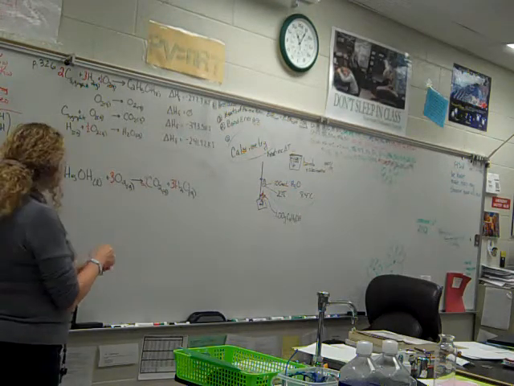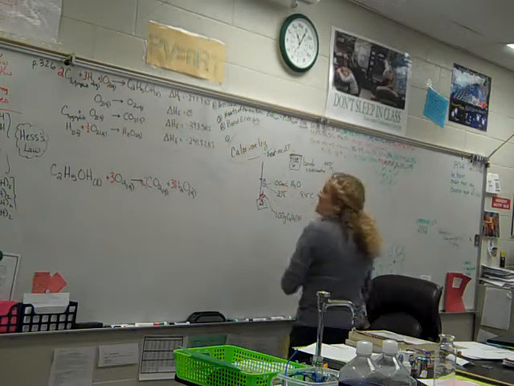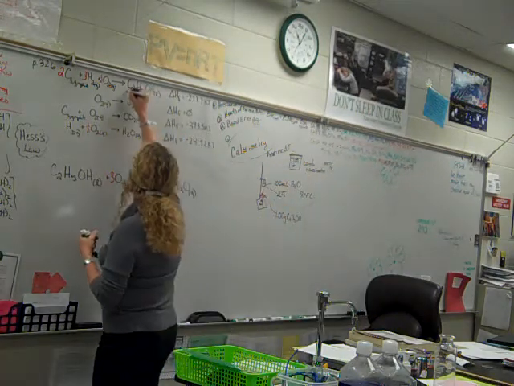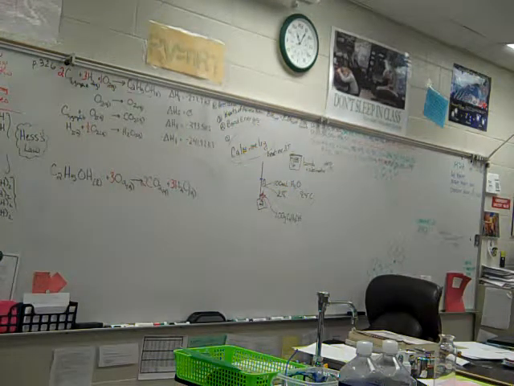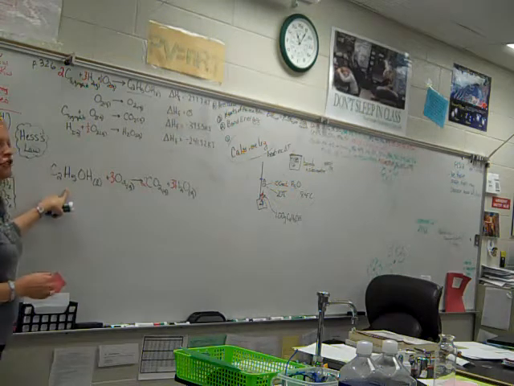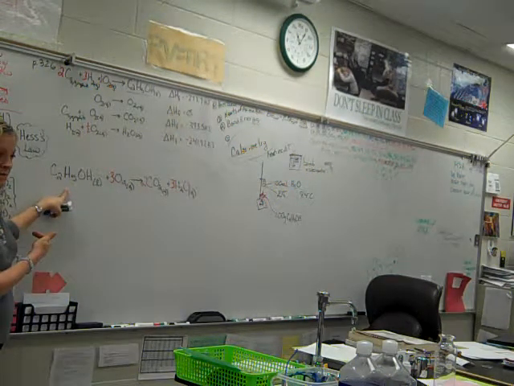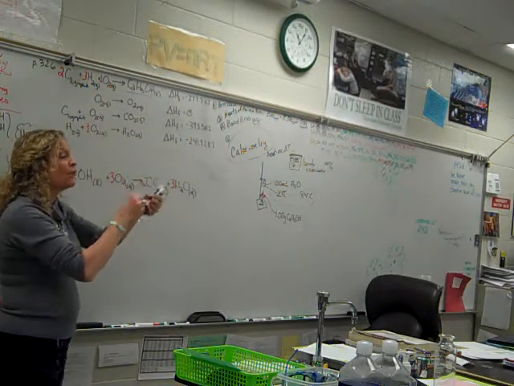All right? So let's start out with C2H5OH. I see it only right here. So I'm going to use that reaction. But what I notice is, in this reaction it's a product, but in this reaction it needs to be a reactant. What can I do to this reaction? I'm going to reverse it, flip it.